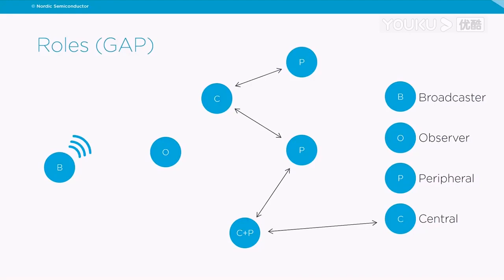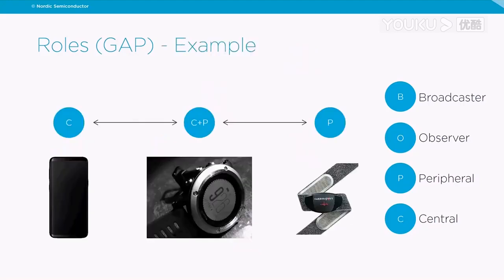And I just want to mention that our protocol stack supports up to 20 concurrent links in all combinations of central and peripheral, while at the same time being a broadcaster and observer. So it's very flexible what you can do here. Then I just wanted to add a more specific example where you use these roles together. Here you have a heart rate belt and it's a peripheral, and it's connected to the central in the smart watch or GPS watch. And then the peripheral role here is connected to the central, which is a smartphone.